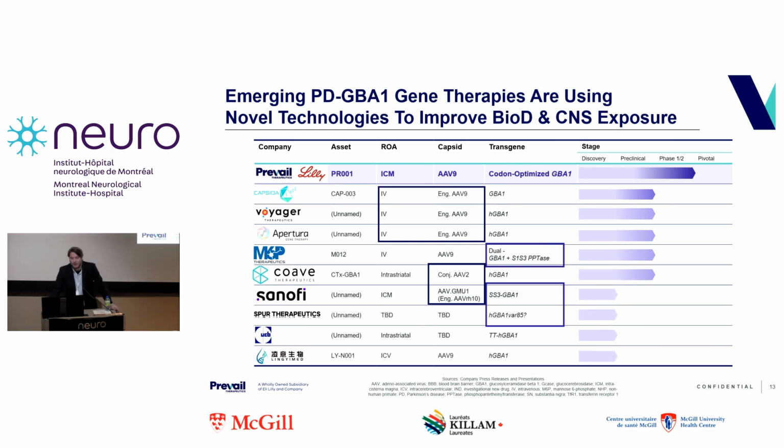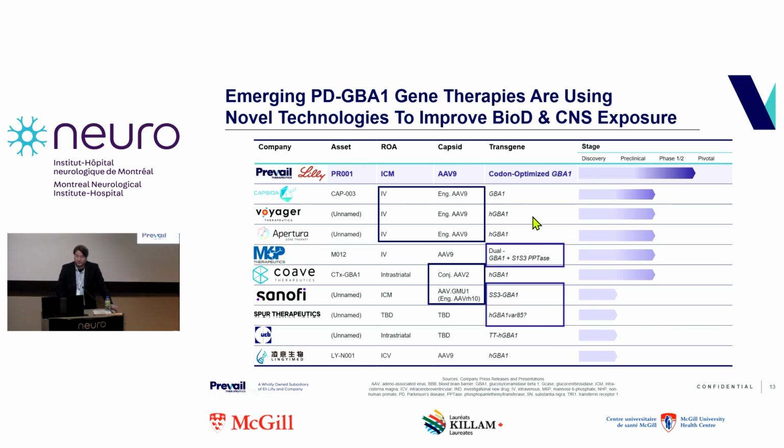Another way of hoping to improve biodistribution is the use of dual vectors, as I mentioned before. In the case of M6P Therapeutics, a GBA1 and a PPTase combination. There are also ways of increasing the stability of the GBA1 protein, such as the human GBA1 variant 85 approach by Spur Therapeutics. And we have ways of modulating the capsid with conjugated AAV2 or an engineered AAV10.